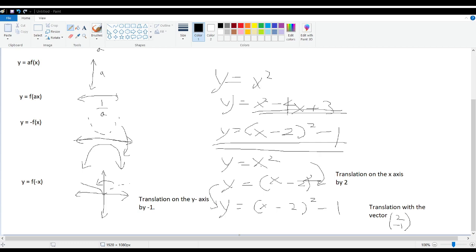And yes, this is it. This is the end of the lesson, and in the next lesson we will go on to indices rules, logarithmic rules, and also some trigonometry. So stay tuned.